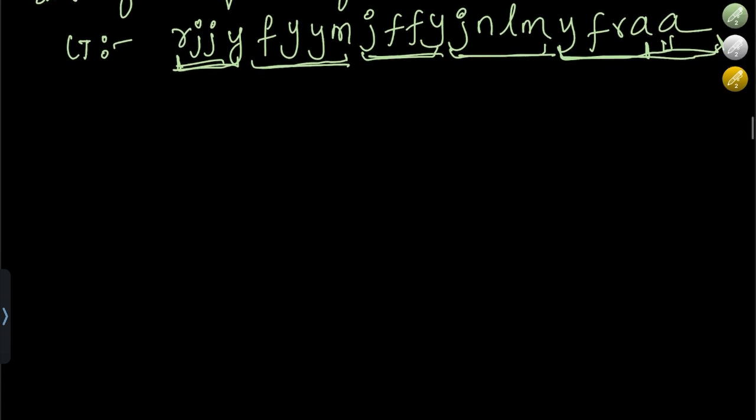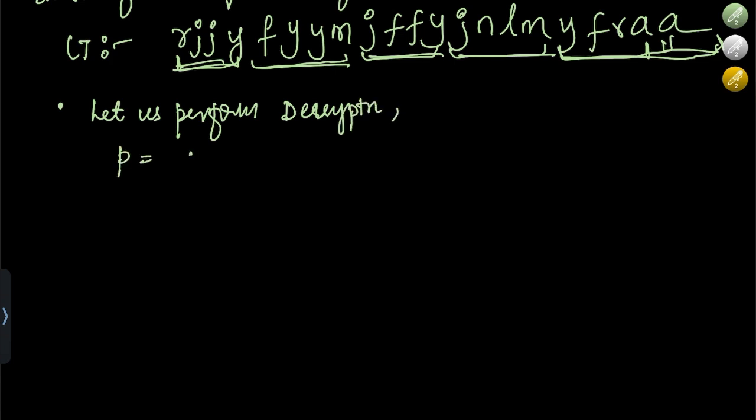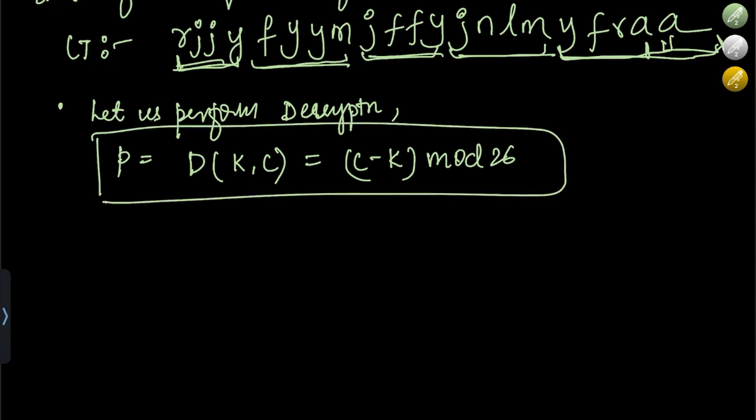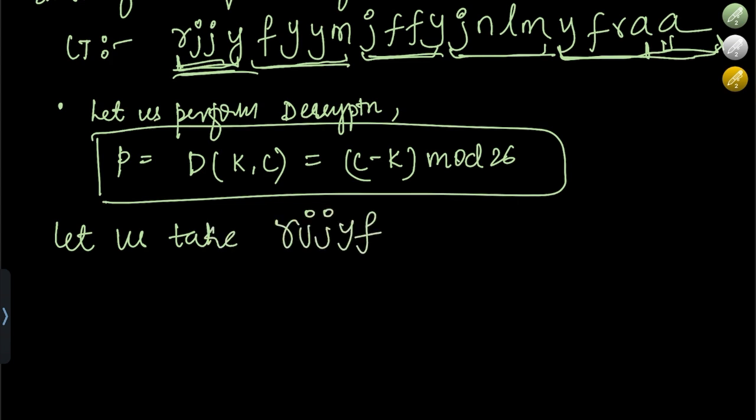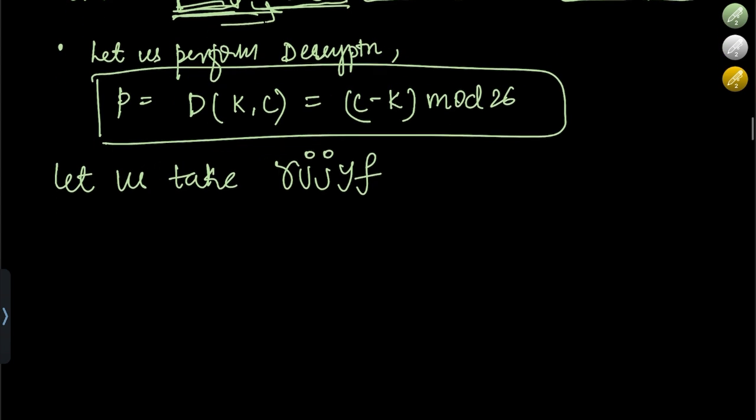Now you have to do the decryption process. So let us perform decryption. Let me write the decryption formula. P is equal to D of K comma C, that is equal to C minus K mod 26. So let us take the first part, R J J Y F. I'll write for the first five. Okay, so I write R.